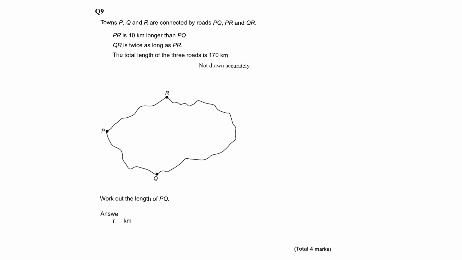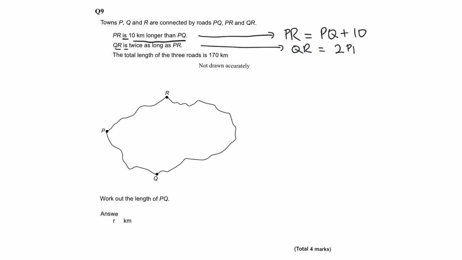First things first, we want to make equations for each of the statements they've mentioned above. If I want to make the first one into an equation, it says PR, then it says is, which I would say is equivalent to the equals sign. Then it says 10 kilometers longer than PQ, so it's going to be PQ plus 10. Then it says QR is twice as long as PR, so QR is equal to 2 times PR.